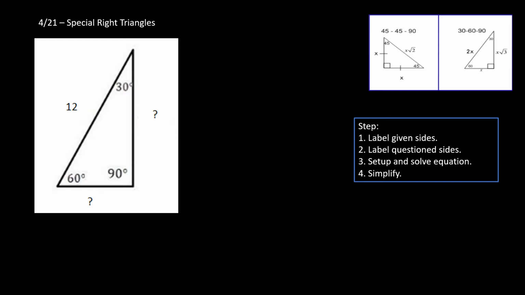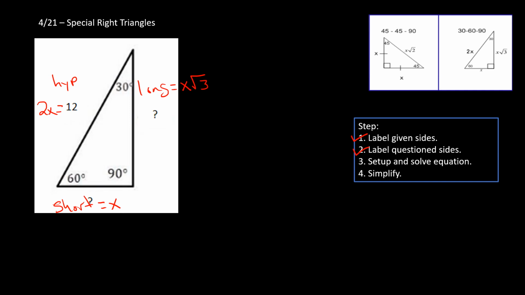And our last problem of the day today. Okay, so we want to go ahead and go through the steps, labeling our sides. We know that this is our short, which is equal to x, our long, which is equal to x square root of 3, and our hypotenuse, which is equal to 2x, and we know that it's 12. So we labeled our given sides, we labeled our question sides, and we're going to go through the setup.